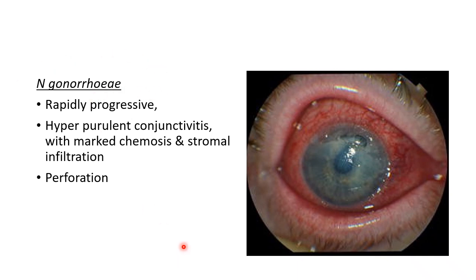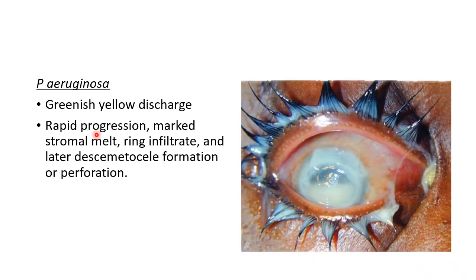Then N. gonorrhoeae. Remember, it is very rapidly progressive and causes a hyperpurulent conjunctivitis, marked chemosis, stromal infiltration, and rapid perforation, maybe even within 24 to 48 hours. Now, thanks to penicillin, gonorrhoeae is usually less commonly seen when compared to the other causative organisms.